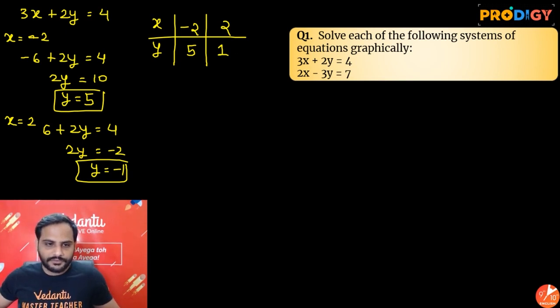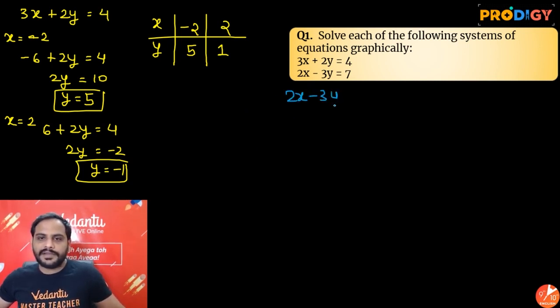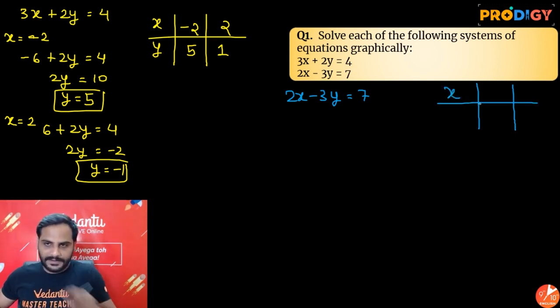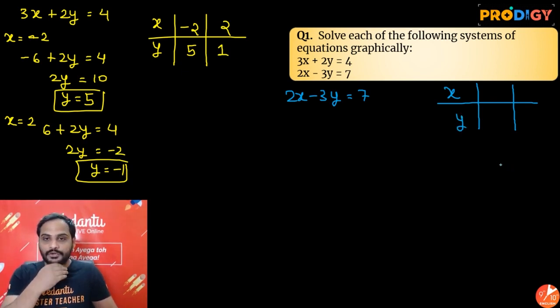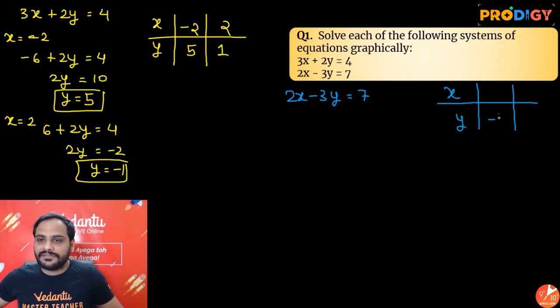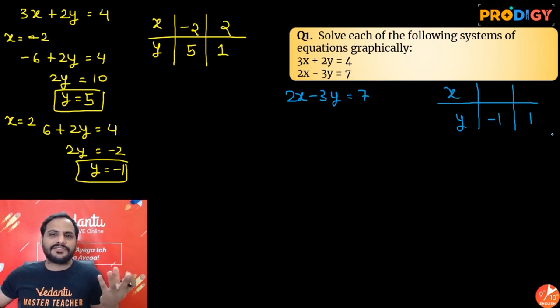Similarly, get the solutions for the second equation as well. The second equation is 2x minus 3y is equal to 7. This time let us assume the value of y, say minus 1 and 1. I am trying those values of y where I will get an integer answer.